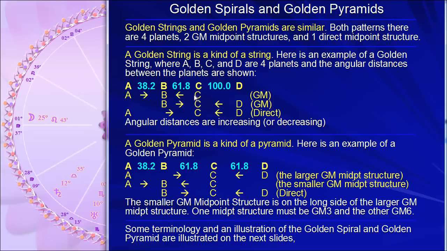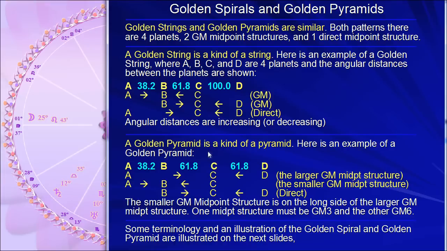So you end up, in this case, with C at the golden mean, B at the golden mean of A and C. I put here GM for golden mean. And what I was going to say is that C is at the golden mean of B and D. And you also end up with a direct midpoint structure, that C is directly between A and D. It's just how the arithmetic works out. That's the golden string that I described in part 3.